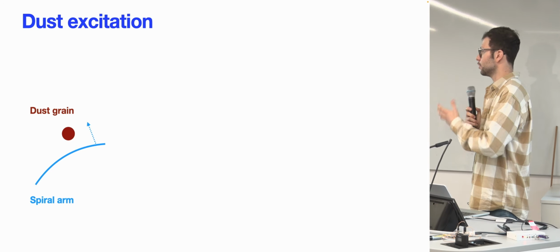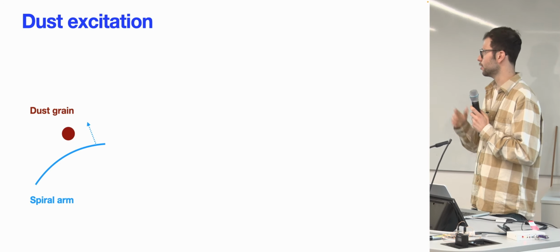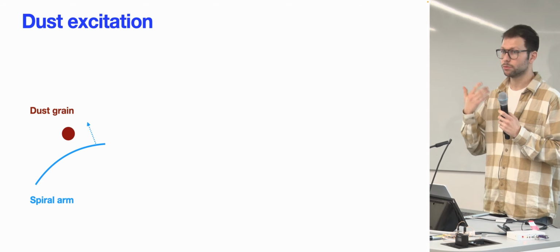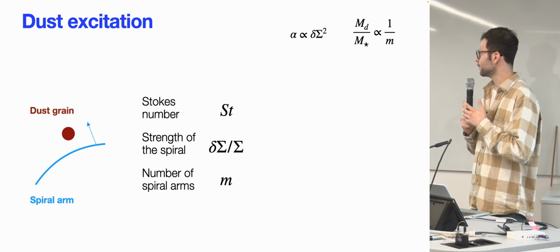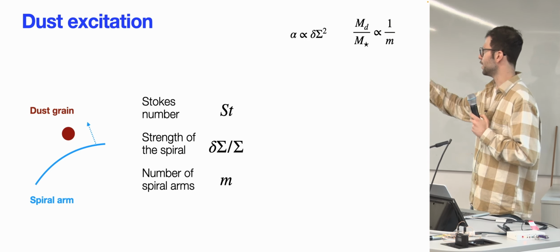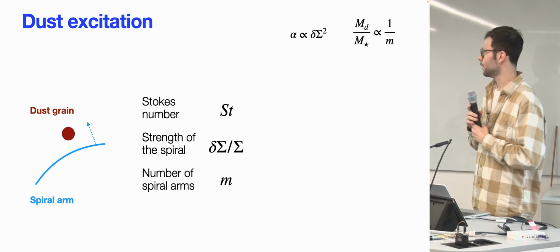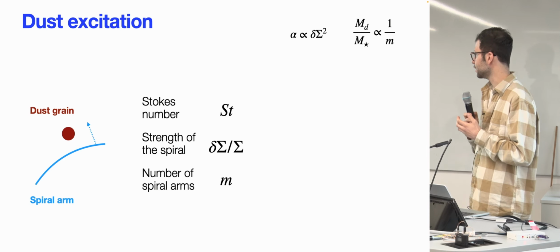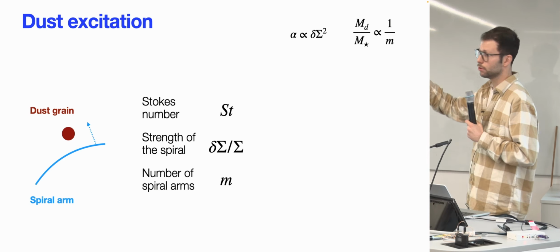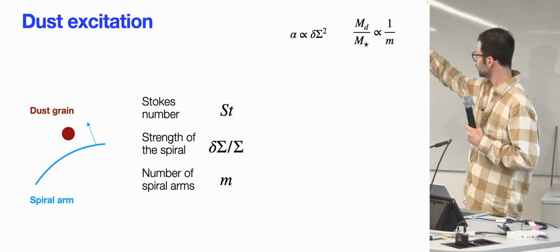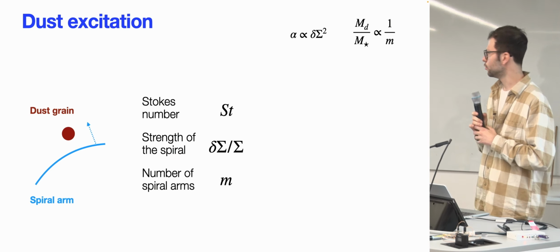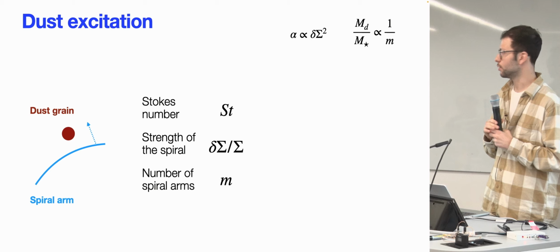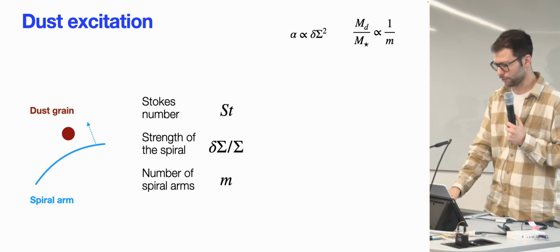As for the dust excitation, as I told you before, dust can get excited when it interacts with spiral arms. In particular, the effect of the spiral arm is to give a kick to dust particles and so to excite them. And the level of excitation depends on a couple of parameters. It depends, of course, on the Stokes number, so how much the dust particles are coupled to the gas. It depends on the strength of the spiral perturbation, the delta sigma over sigma, that is related to the alpha, as I showed you before, and also on the number of spiral arms, because it's basically the number of kicks dust particles receive, and so it is related to the disk to star mass ratio.